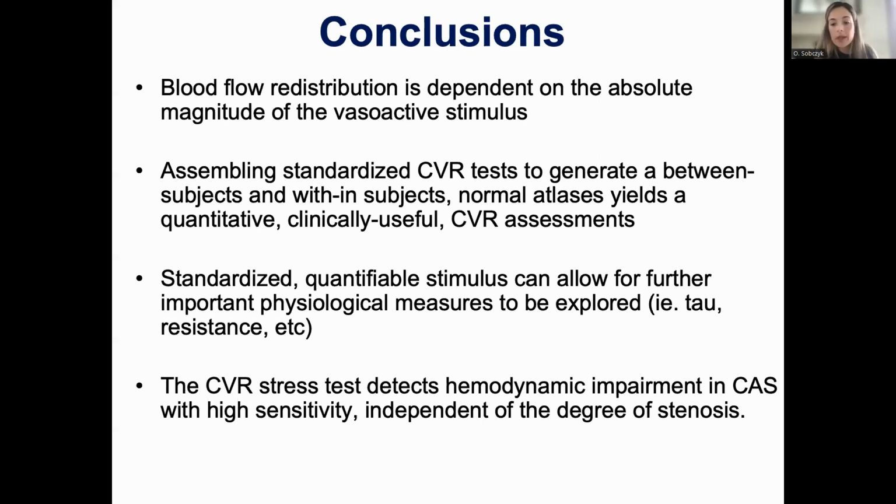So in summary, from everything I've discussed today, steal physiology is highly dependent on the absolute magnitude of the vasoactive stimulus. Assembling standardized CVR tests can generate both a between-subject normal cohort atlas and a within-subject longitudinal atlas, allowing for quantitative, clinically useful CVR imaging assessments. A standardized quantifiable stimulus can allow for further important physiological measures to be explored, such as response time and resistance. And finally, a CVR stress test detects hemodynamic impairment in patients with carotid stenosis, independent of the degree of stenosis, and it gives us more information than degree of stenosis alone, or what's going on at rest, which is whether collateral blood flow is adequate or not.